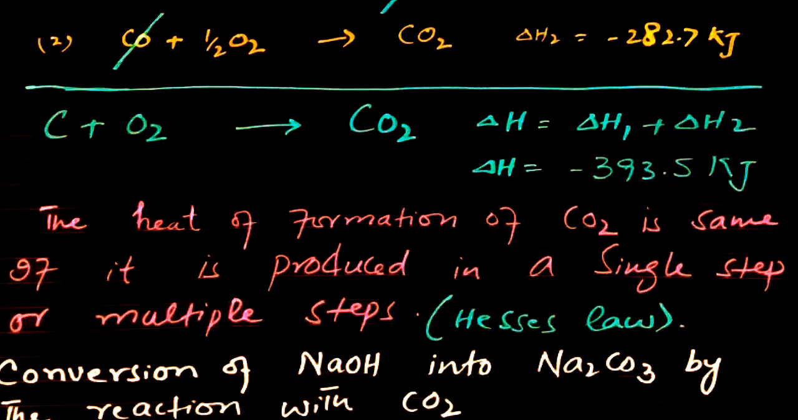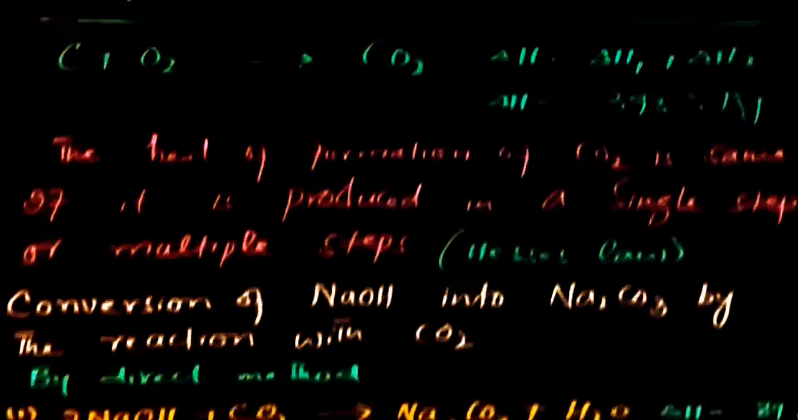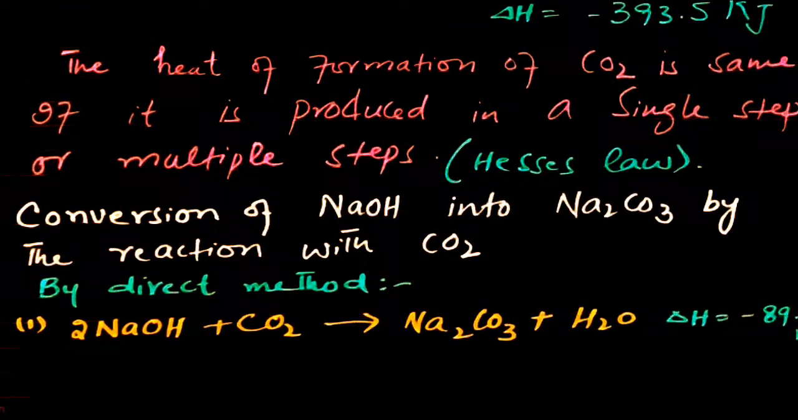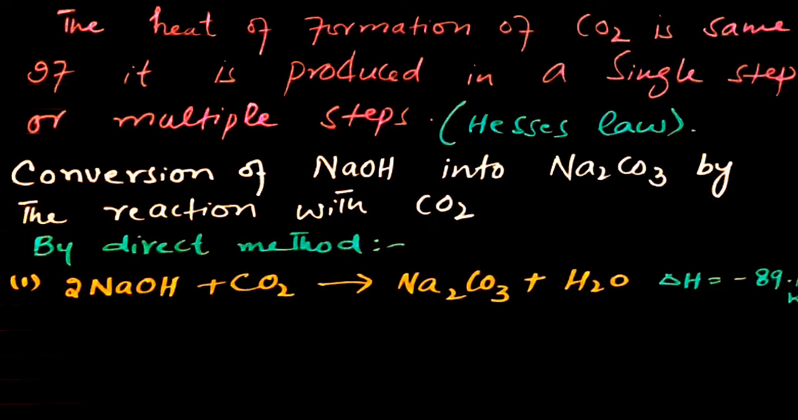Now the heat of formation of carbon dioxide, you see, is the same in both cases, which is the experimental proof of Hess's law. Another example is the conversion of sodium hydroxide into sodium carbonate, Na2CO3, by the reaction with carbon dioxide.